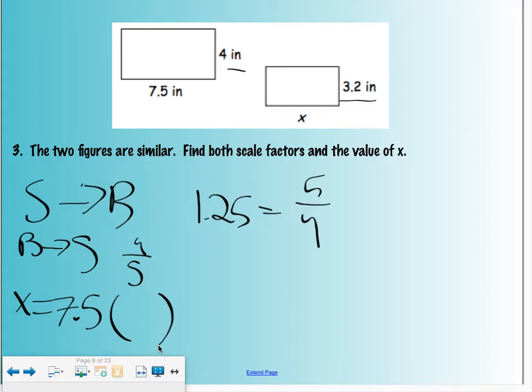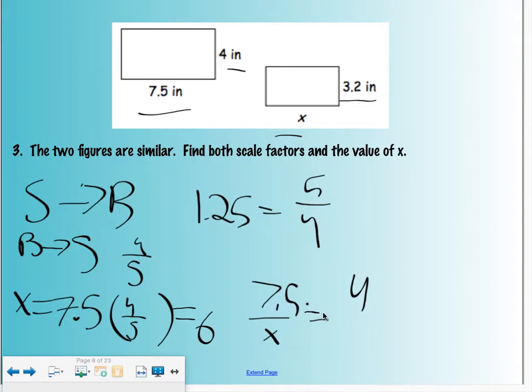Meredith? 6. So it'll be 7.5 times, we're going big to small, so 4 over 5, which gives you 6. And an example of a proportion, so I could relate these two sides, so 7.5 to x equals 4 to 3.2. That's one example. Does anyone want to give us one more example of a proportion?